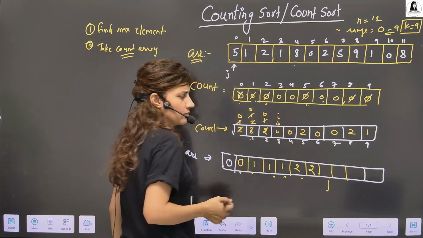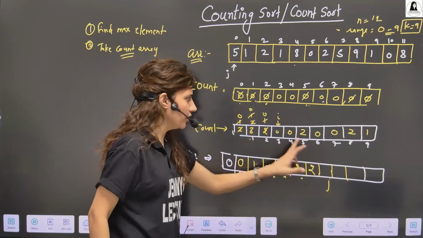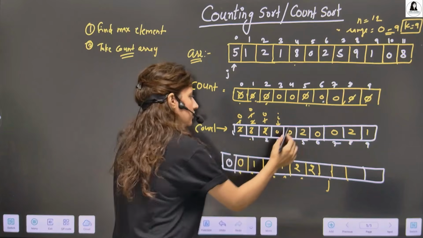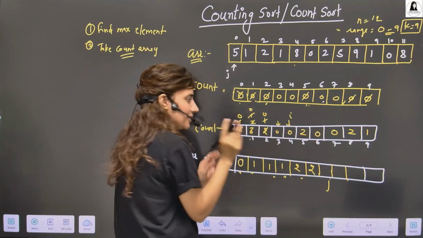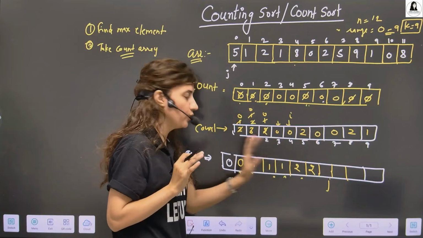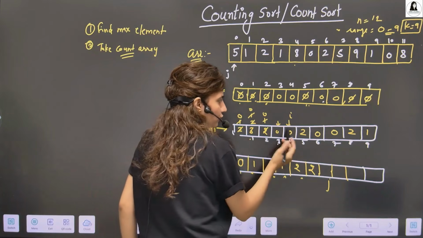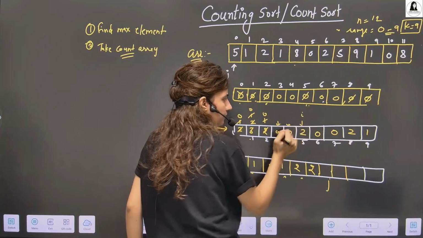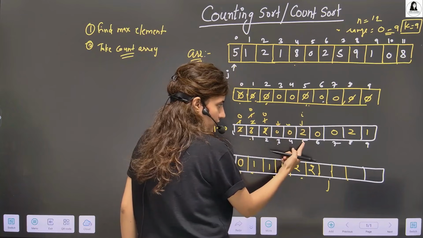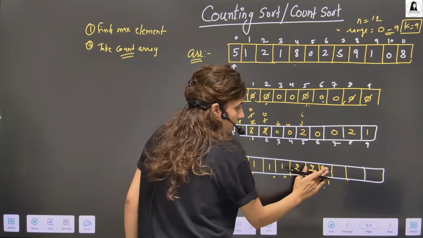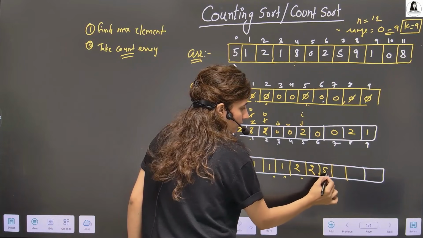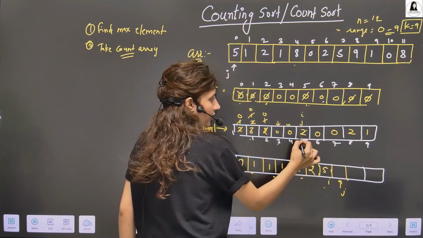Now I is here. It's 0, means no need to put anything here. This 3 is not present. Simply move I. If the value is greater than 0 at this index, then only we put that index value here, right? It is also 0, don't put anything, increment I. It's 2, yes. Now 5 is 2 times. So wherever your j is, put 5 there. Put 5 here, increment j and decrement it.